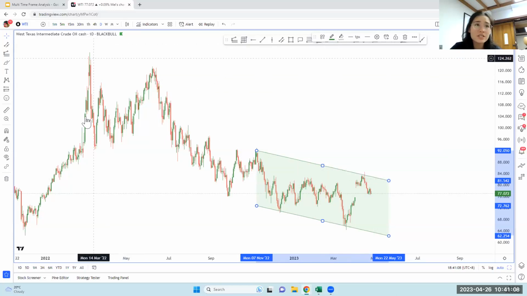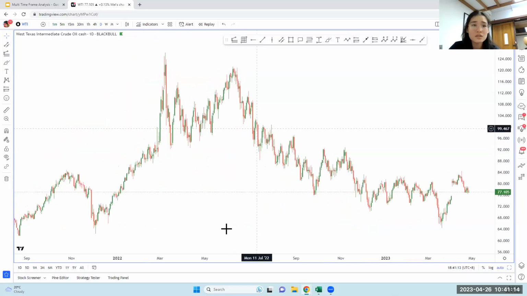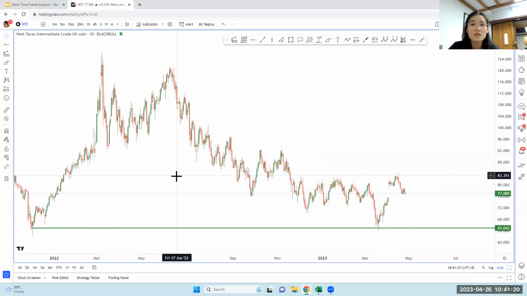Okay, so what does this mean? It just gives us a very strong bearish bias. Okay, so we also have this support level over here, and this resistance level here.